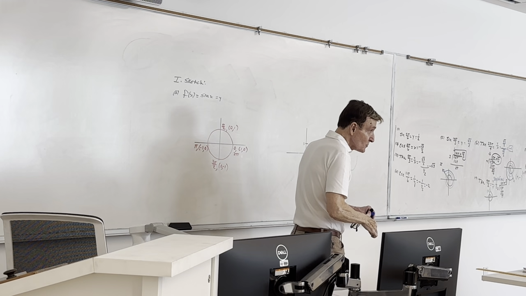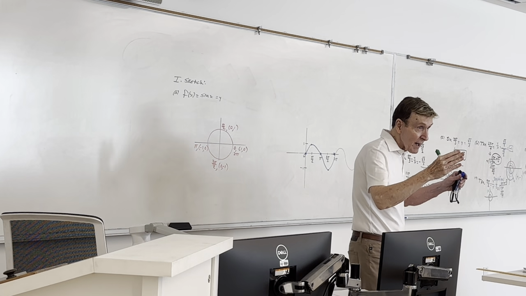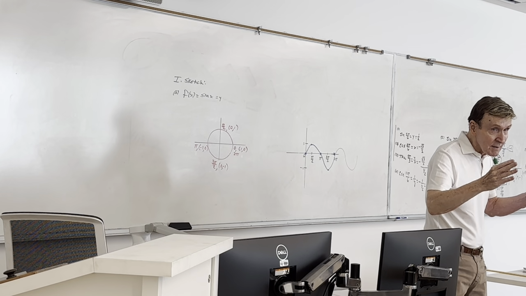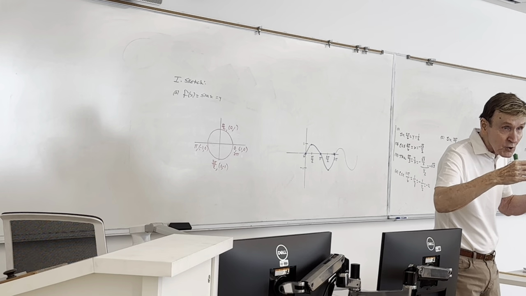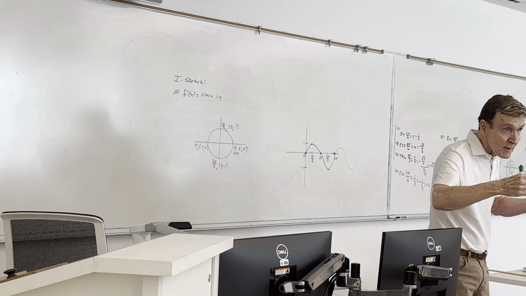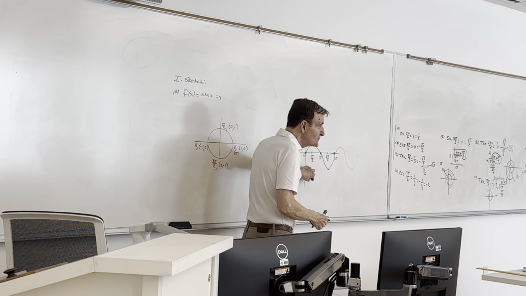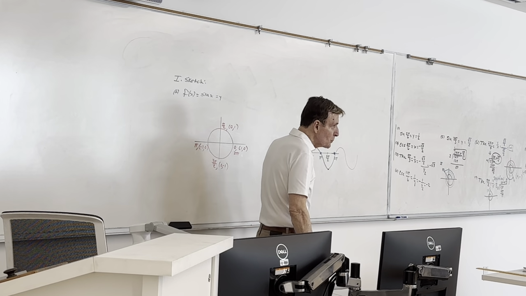And can I draw another cycle from there if I wish? So how many cycles could I draw of this graph? Infinite. Now, which one do I want you to know as your parent graph? Because we're going to start doing some transformations on this. The parent graph, I'm going to accept as the blue one, from 0 out to 2 pi.